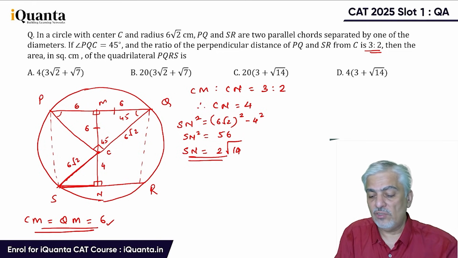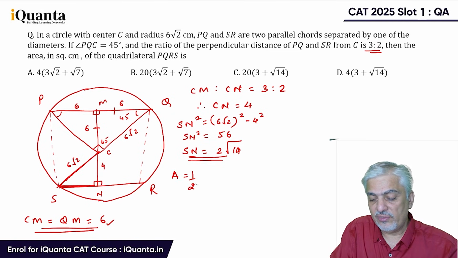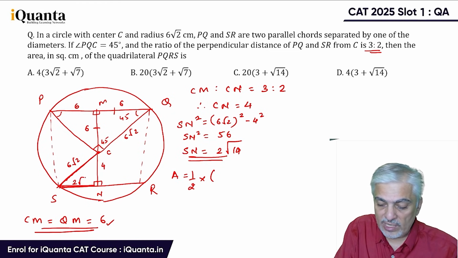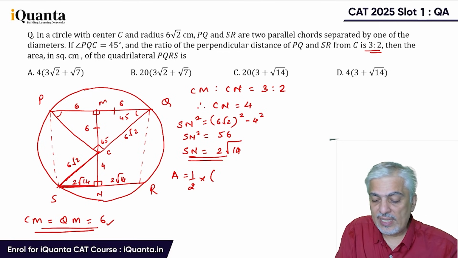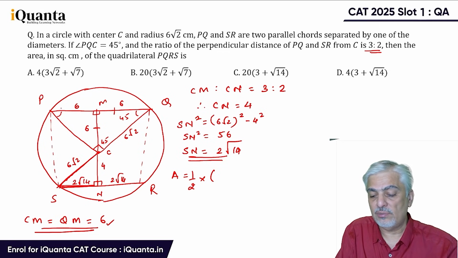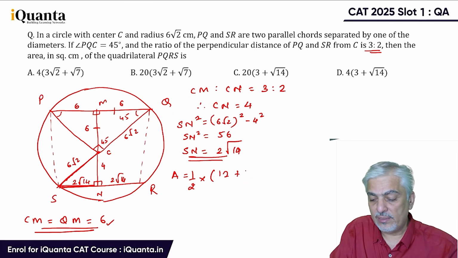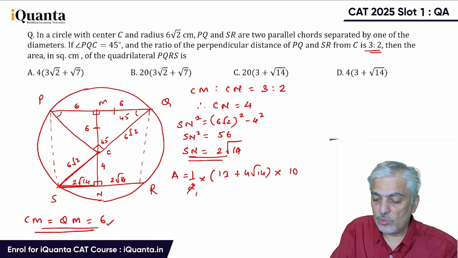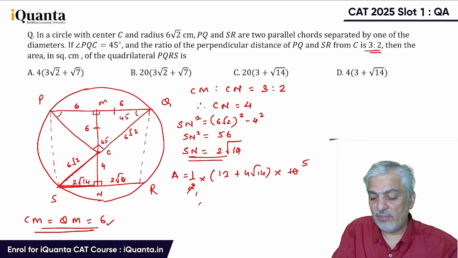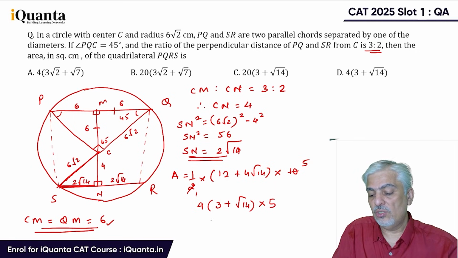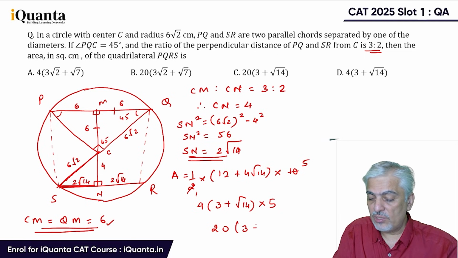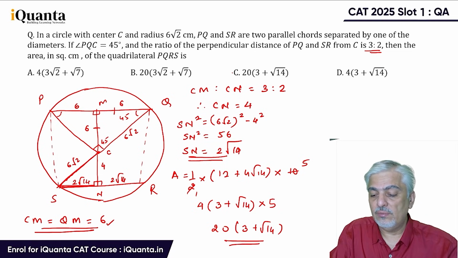Now I want the area of the trapezium. What is the area of a trapezium? Half into the sum of parallel sides. So this is 2 root 14, and this will also be 2 root 14. That means SR is 4 root 14. So the sum of the parallel sides is 12 plus 4 root 14, that is PQ plus SR. And what about the height of the trapezium? 6 plus 4, 10. Right? So this will cut over here to 5. I can take a 4 common. If I take a 4 common, I'll get 3 plus root 14 into the 5 outside. So that will become 20 into 3 plus root 14, which will be the third option.